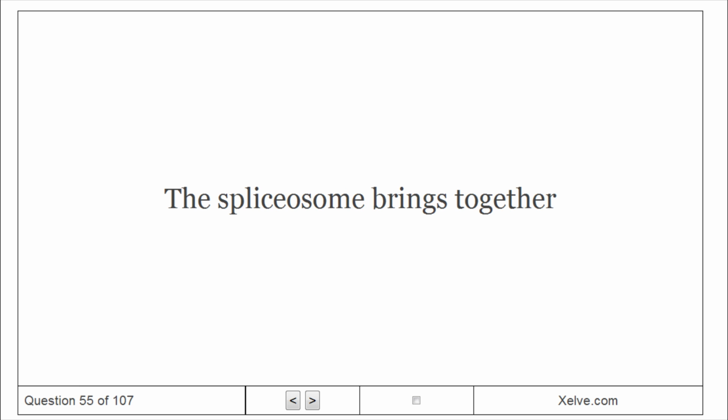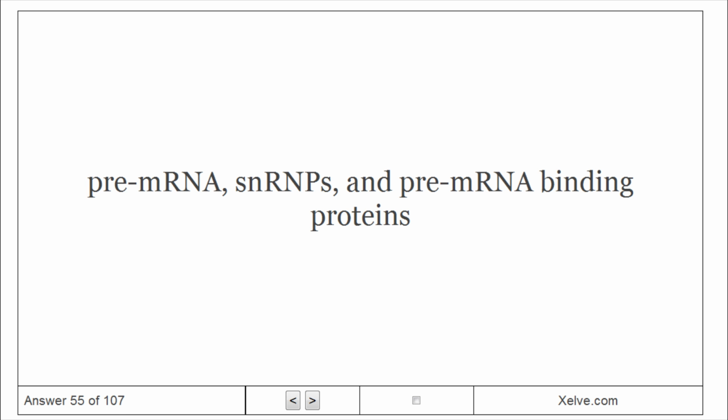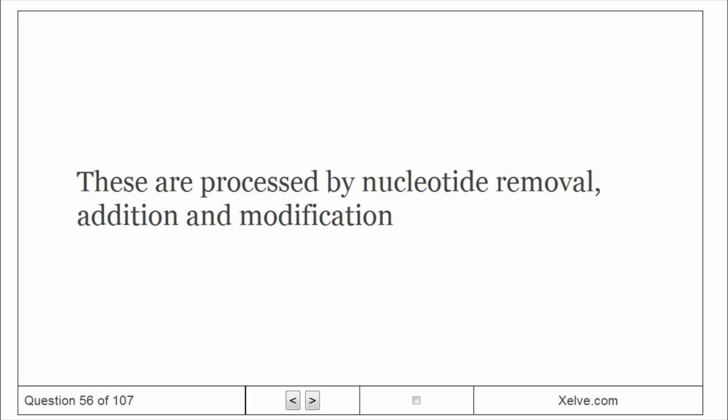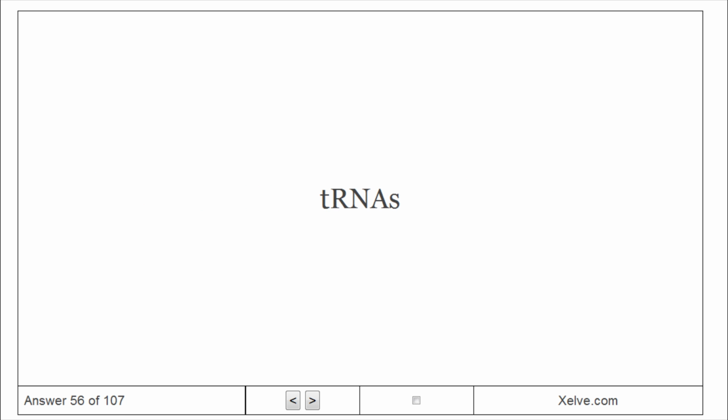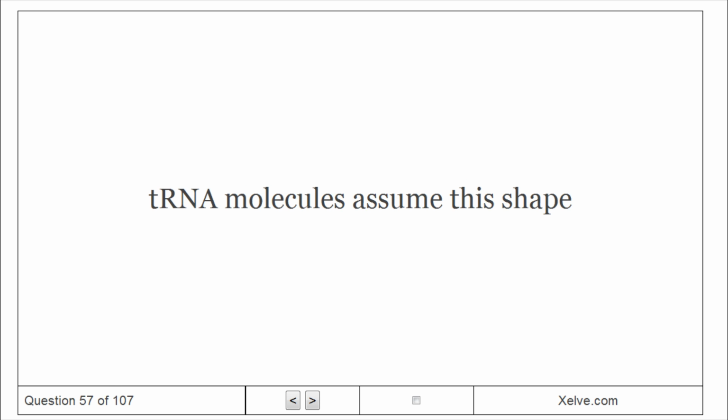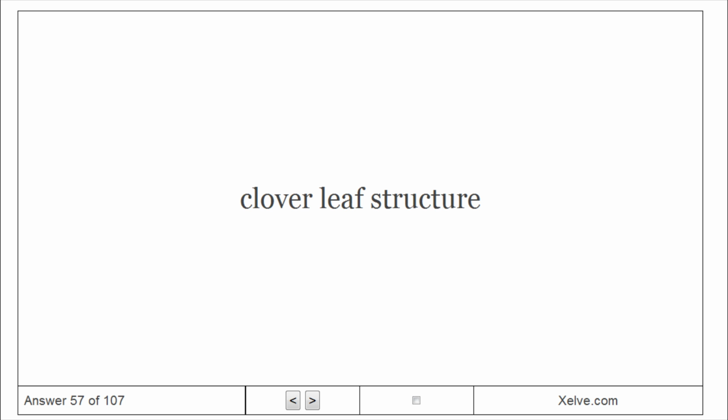The spliceosome brings together pre-RNA, snRNPs, and pre-RNA binding proteins. These are processed by nucleotide removal, addition and modification. tRNA molecules assume this shape. Clover leaf structure.